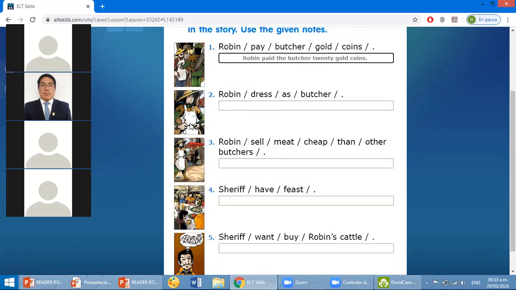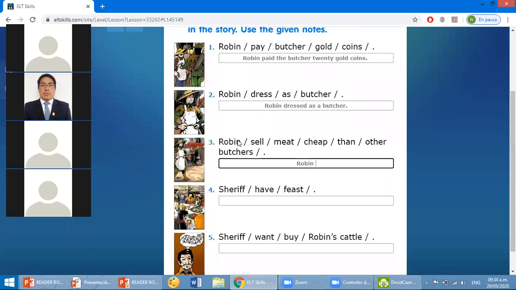Nyurka, please, can you read number 2? What happened in picture number 2? In number 2, Robin dressed. Yeah, dressed. Good. The past of dress. As a butcher, okay. Okay, thank you. Robin dressed as a butcher, okay. He put on the apron, he put on the hat, okay, and he dressed as a butcher. Good, thank you.